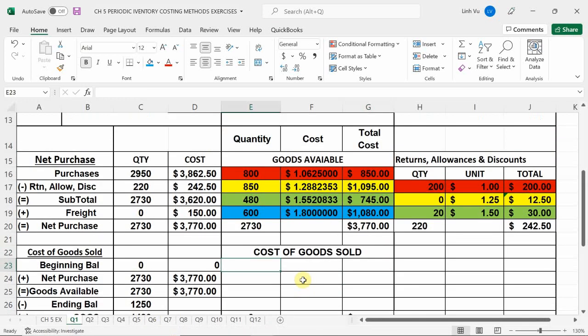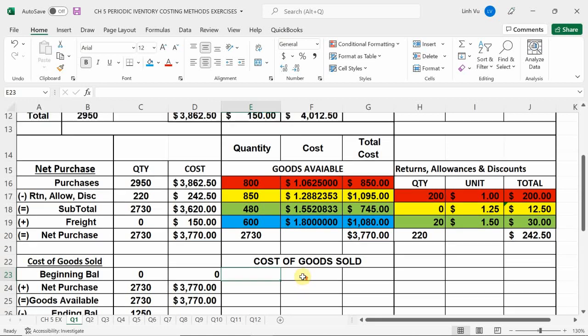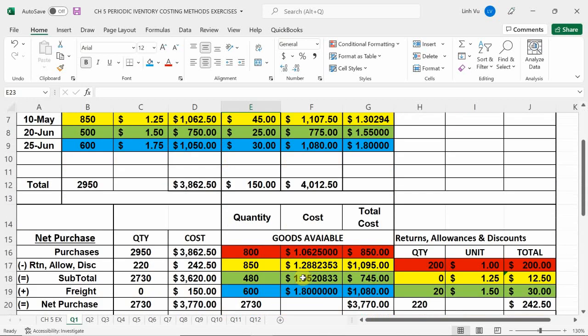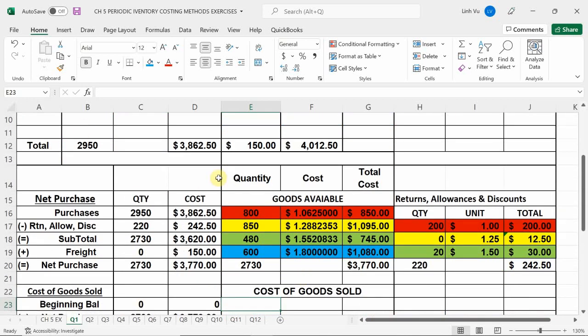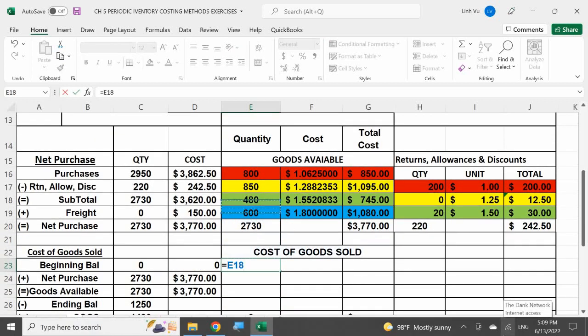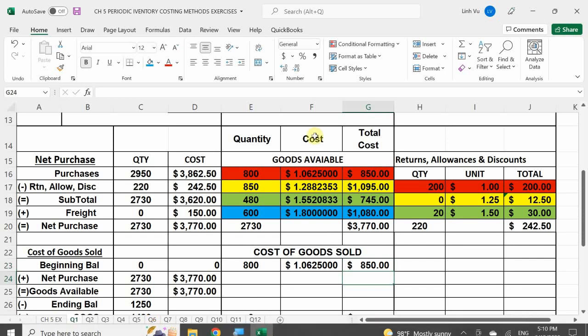So using the rules of FIFO, which batch of inventory am I going to sell out first? In this case, my first purchase that I made was on June 5th for that 800 units, because I end up returning 200. So that means I'm going to get rid of my first 800 units right here, which, since I'm getting rid of all 800, is going to cost me $850.